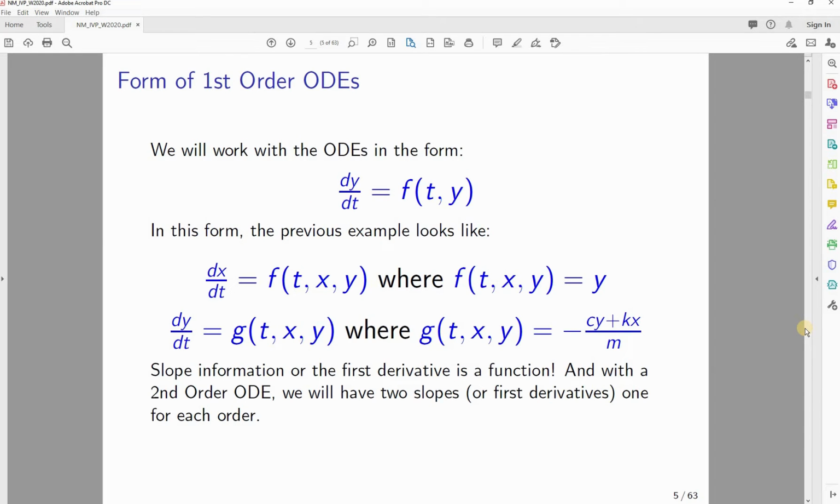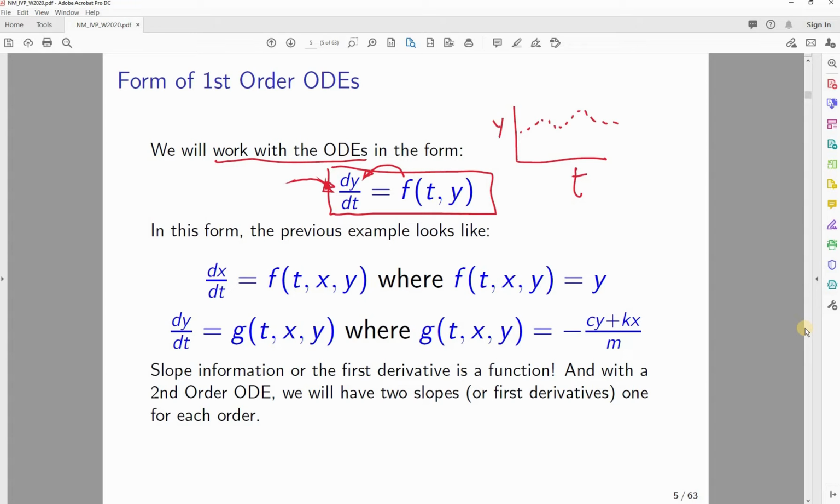Okay, so we're going to work then with ordinary differential equations with this type of form. We have some sort of slope information, I'm going to call it the first derivative, and there's going to be a function that returns that slope information. And once we have that slope information, then we can hopefully recreate the profile of y over time, based upon the fact that we have some information about y, but not y itself.